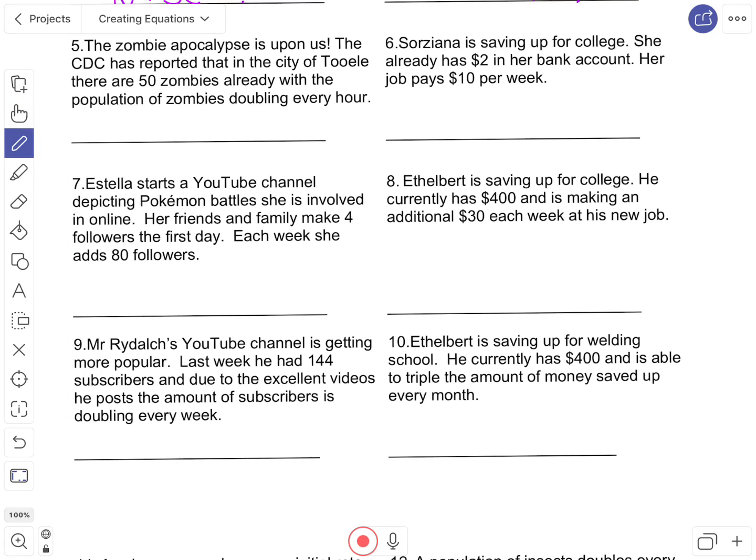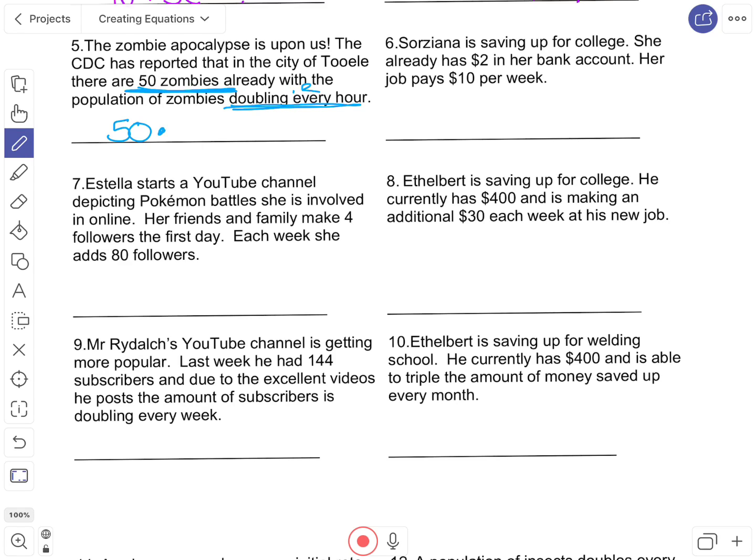So the zombie apocalypse is upon us. The CDC has reported that in the city of Tooele there are 50 zombies already, with the population of zombies doubling every hour. So again, start and growth. We're dealing with hours. We're dealing with the number of zombies, right? So we start with 50 zombies, okay? And they're doubling every hour. So doubling mathematically means timesing by 2.